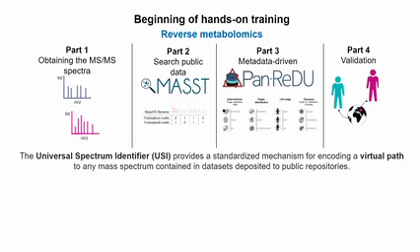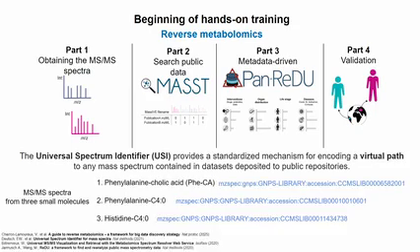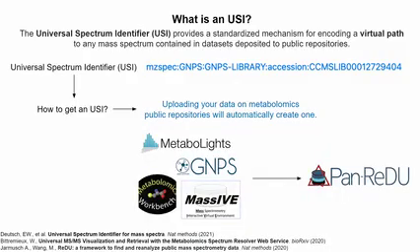For this to begin with, what we need is a USI, which is a universal spectrum identifier. Today we will be showing you using three of these conjugated compounds, starting with phenylalanine cholic acid, which is a conjugated bile acid, and then you repeat this with phenylalanine C4 and histidine C4, which is an NSI lipid. So what is a USI? A USI is a virtual path where you can gain information about your MS spectra.